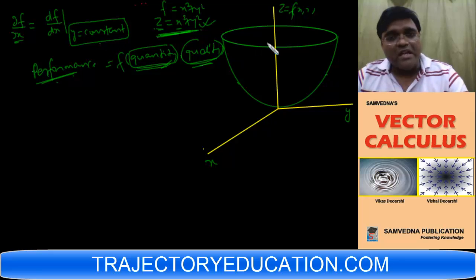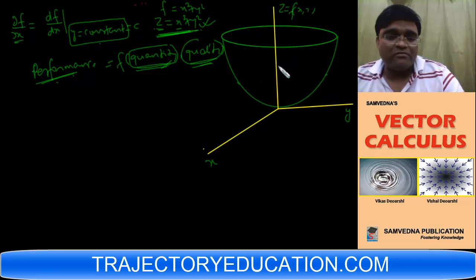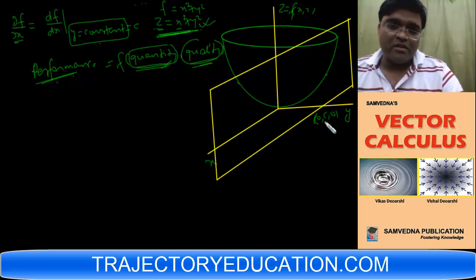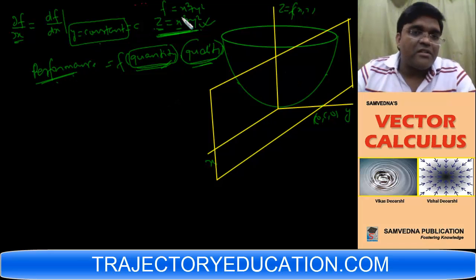What does y equal to constant represent in space? Y equal to constant represents the plane parallel to the xz plane, where every point has y equal to constant, say C. So I can draw that plane. This is the plane, y equal to constant. I can have a point over here. On this plane, every coordinate has y equal to constant. So the set of all those points for which y is constant is given by this plane.